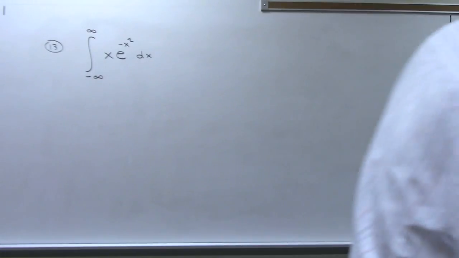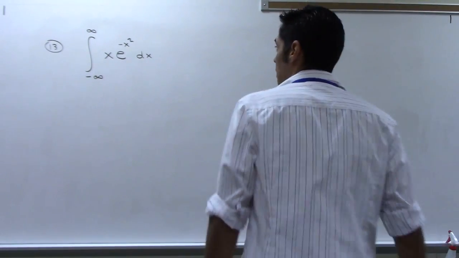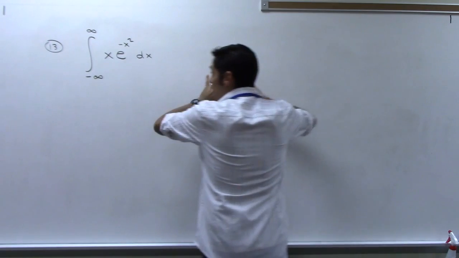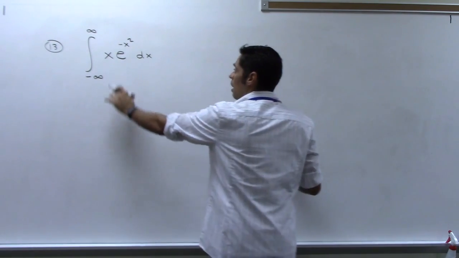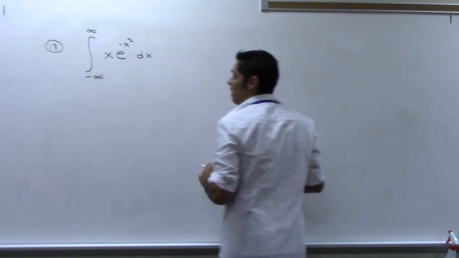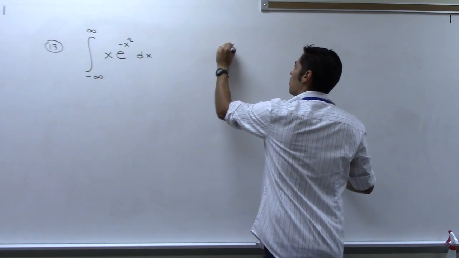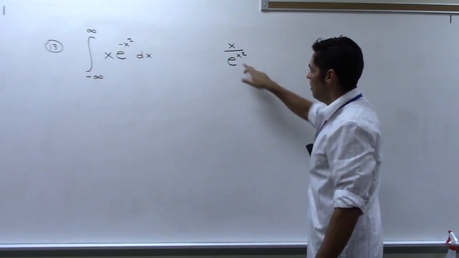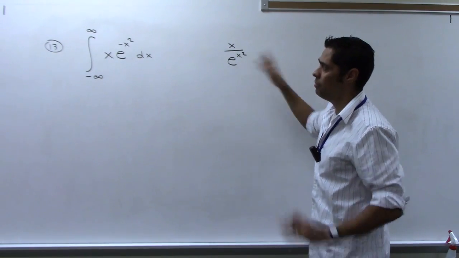All right, number 13. All right, so in this problem, we are integrating from negative infinity to positive infinity, so over the entire real number line. Fortunately, this function does not have any discontinuities. I could rewrite that as this, and the denominator is never 0. So we're good to go.